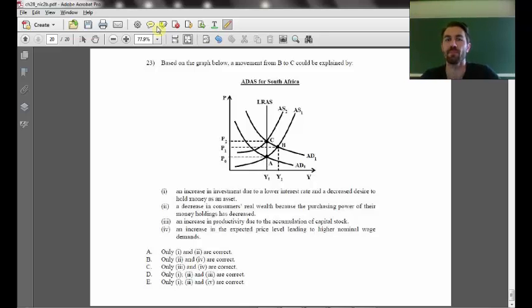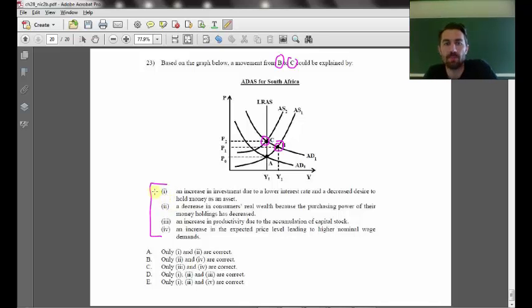Okay, let's talk through it. You've got an AD-AS model, you've got a long run, you've got two different short runs and two different aggregate demands. You've got a bunch of different prices over here and some different levels of output. The question says, if we move from point B to point C, what happens when we move from point B to point C? Which of these options is correct?